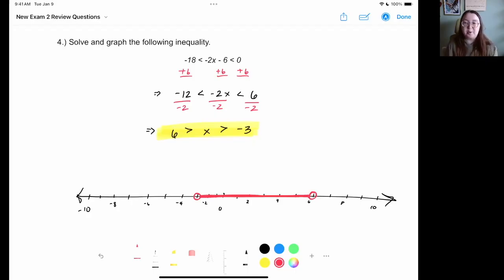Your graph will always end up with the connection between those 2 points for a compound inequality, whereas if you had a disjunction, where it said or, it would have one inequality or another inequality. Those always face away from each other. So you want to keep that in mind when working with specific types of inequalities. So let's go ahead and go on to the next question.